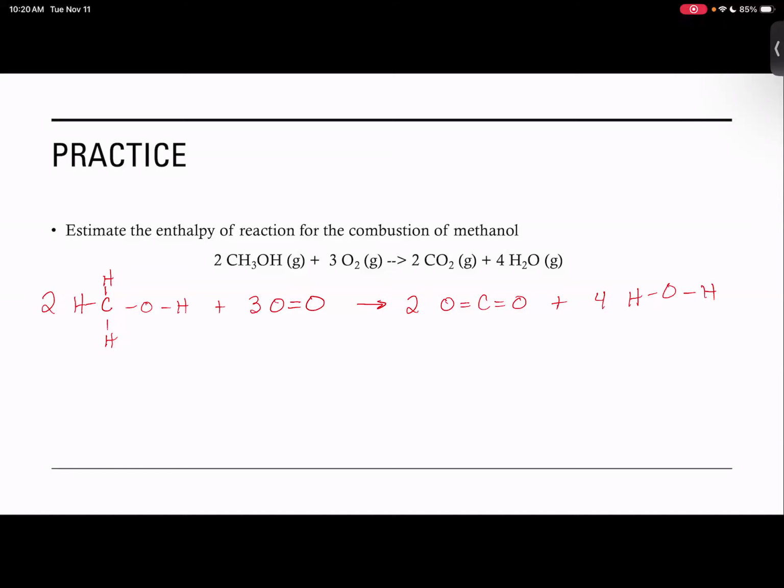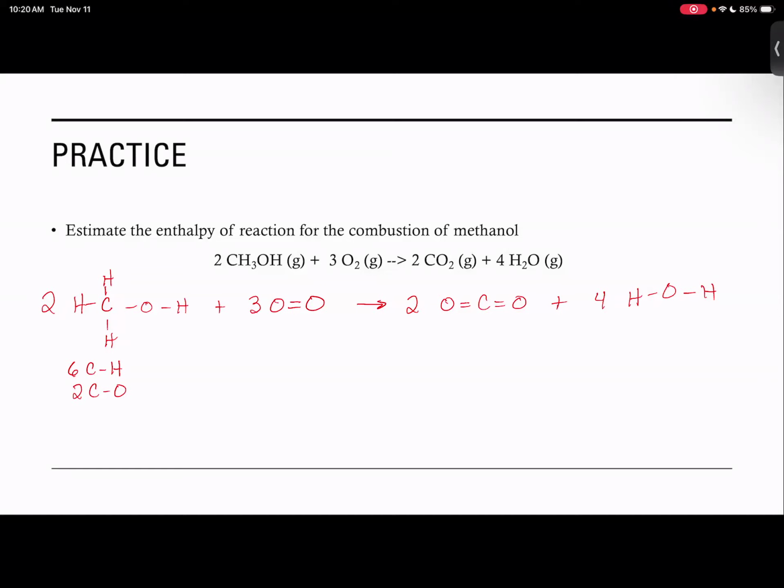On the reactant side, looking at the structure of methanol, you have 3 CH bonds, but there are 2 methanols. So you have a total of 6 CH bonds. You have a carbon-oxygen bond in the methanol, but there are 2 of them. So therefore you have 2 carbon single bond oxygens.